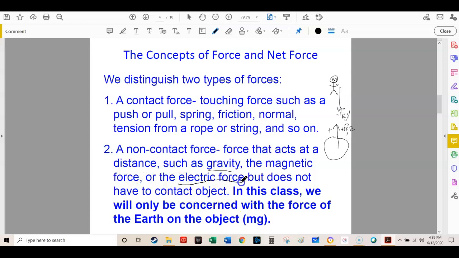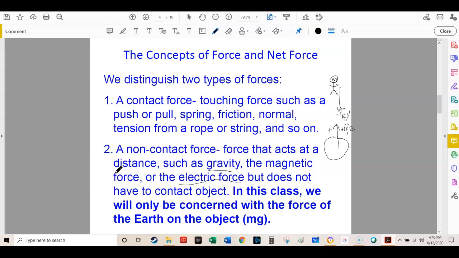Also, electric force, right? You've probably seen things about positives and negatives. Like if you have a positive proton and a negative electron a distance away from each other and you let them go, they're going to attract each other even though they're not in physical contact with each other. And if you have like charges, positive and positive or negative and negative, they're going to repel each other even though they're not in physical contact with each other.